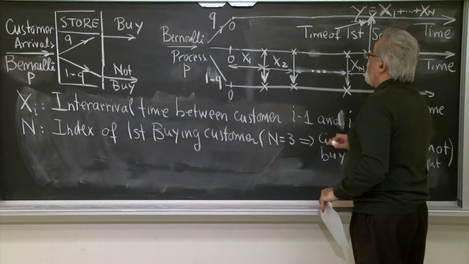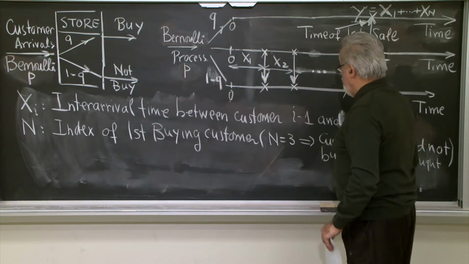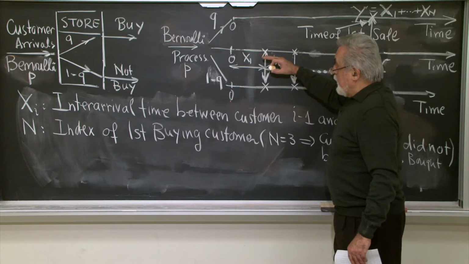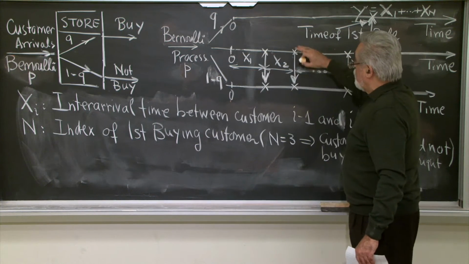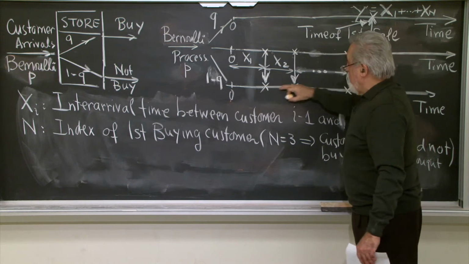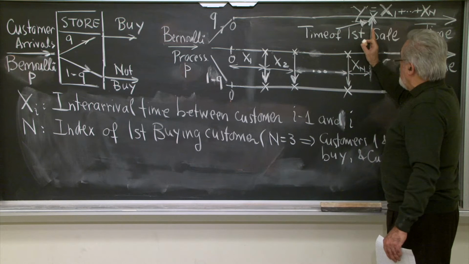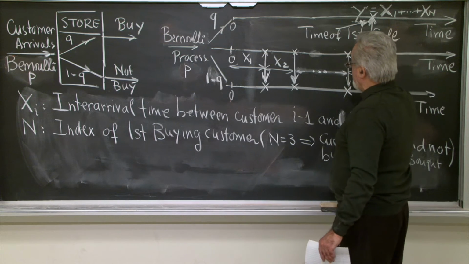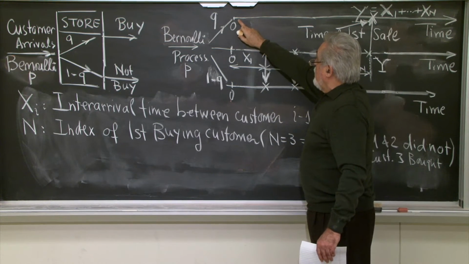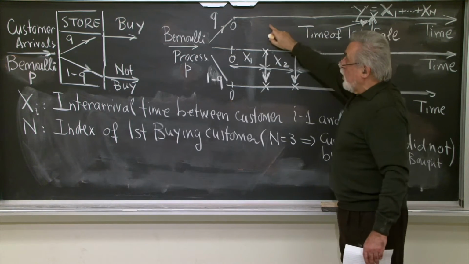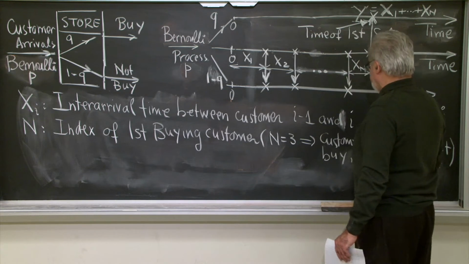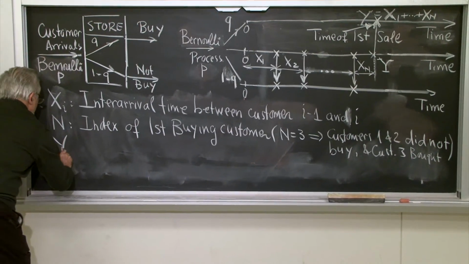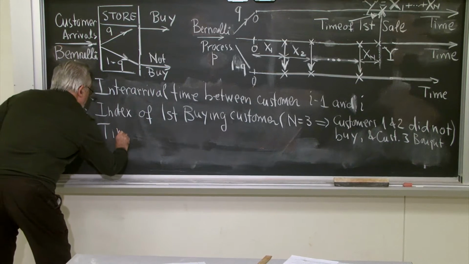OK. So now we have that customers buy with probability q and do not buy with probability 1 minus q. So we can consider a splitting of the Bernoulli process into two processes, the buying customers and the non-buying customers. And then we recognize this time here as geometrically distributed because this is the time of the first arrival in the top process, which we know to be a Bernoulli process. So we will call this time Y, and it's the time of the first sale.